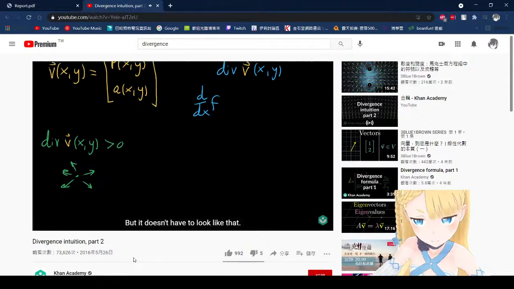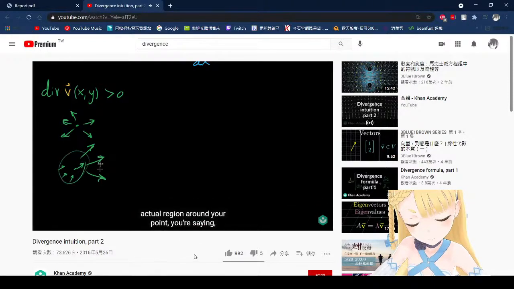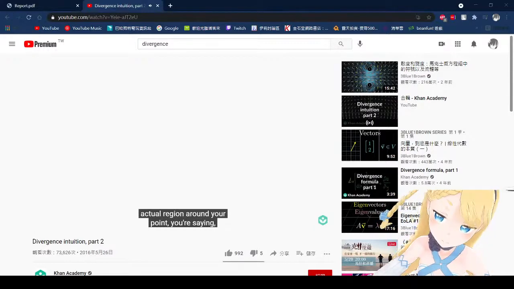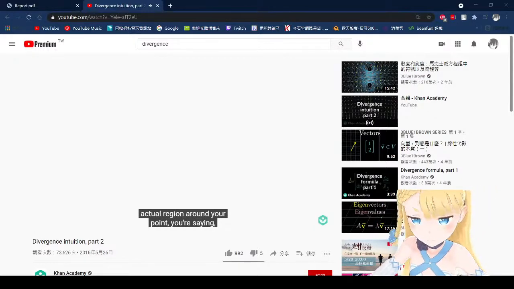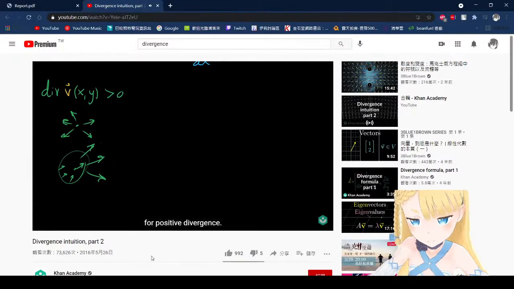But it doesn't have to look like that. You could have something where there is a little bit of movement at your point, and then maybe there's movement towards it as well from one side, and vectors are going towards it, but they're going away from it even more rapidly on the other side. So if you think of any actual region around your point, you're saying, sure, fluid is going into that region a little bit, but it's much more counterbalanced by how quickly it's going out. So these are the kind of situations you might see for positive divergence.